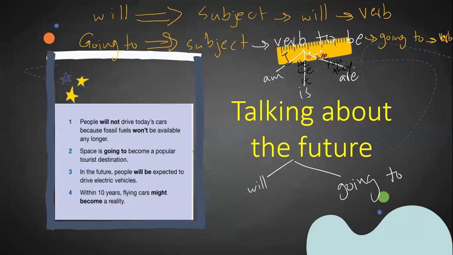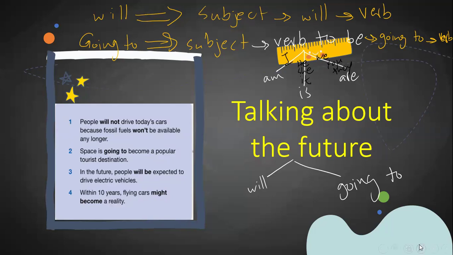Again, to form a sentence using will, we have to start with the subject. Then will, after that, the main verb. What about going to? Again, we have to start with the subject. After that, verb to be, am or is or are. Then going to, and after going to, we have to put the main verb. Okay, now let's state some examples here before talking about different things.